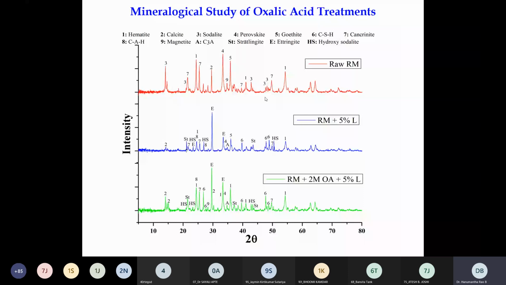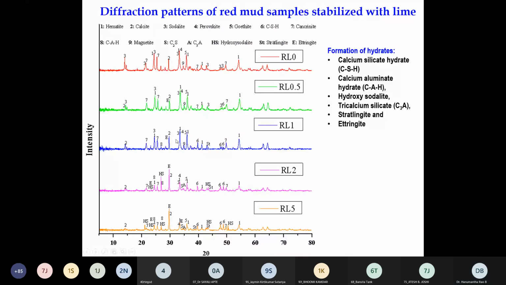These are the same X-ray diffraction patterns for the red mud treated with different compositions of lime, from 0.5, 1, 2, and 3. There was a definite change in the mineralogical composition, which indicates maybe strength improvement, or maybe why the pH is not improved, and so on. And we can also see the formation of gels like calcium silicate hydrate, calcium aluminate hydrate, tricalcium silicate, and so on, or stratlingite or ettringite.